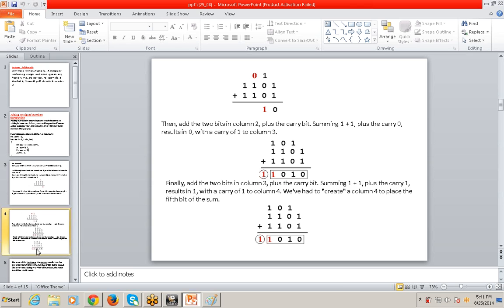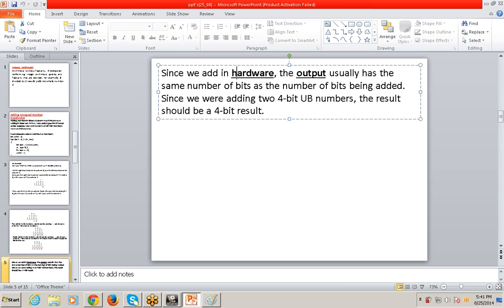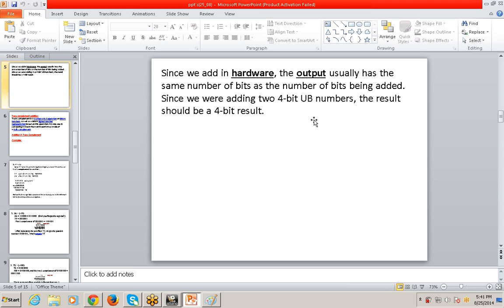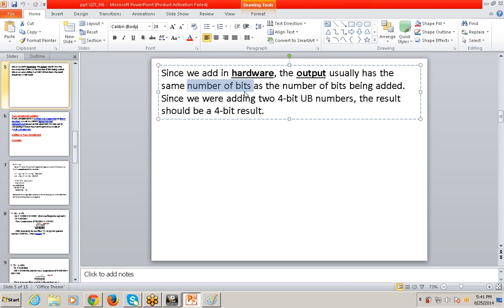Now next is the most important slide. Since we add in hardware, the output usually has the same number of bits. This is the most important slide. Suppose I have to add 4 bits, so the output must be in 4 bits. Suppose I am adding only 3 bits, so output must be in 3 bits. So whatever the bits of the question, that is the bits of the answer. Means suppose I am using 2 bits, so the answer is in 2 bits. I am using 5 bits, answer is in 5 bits.